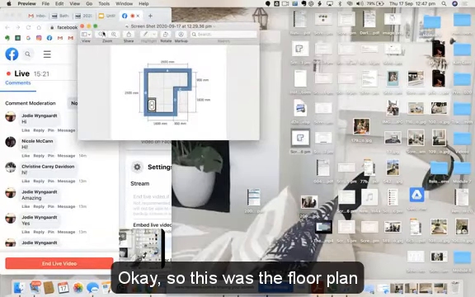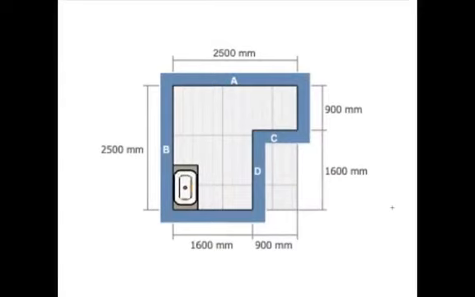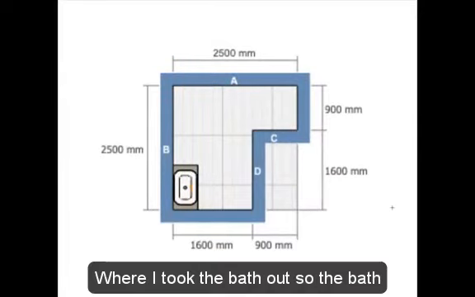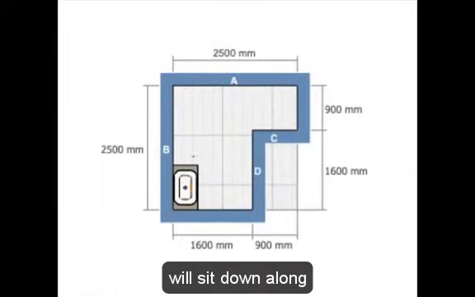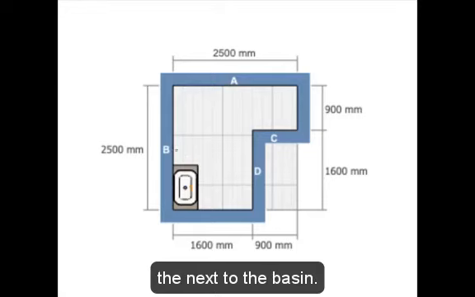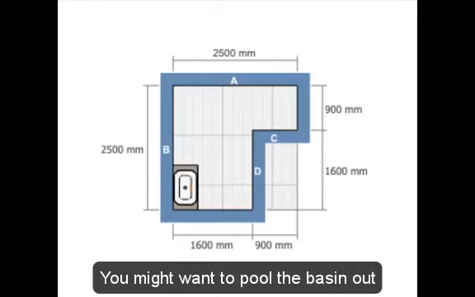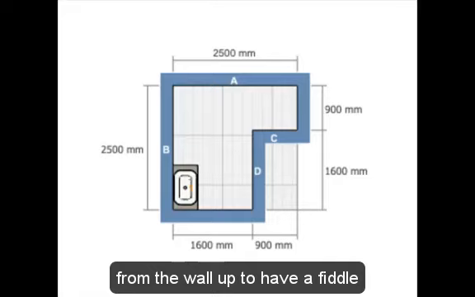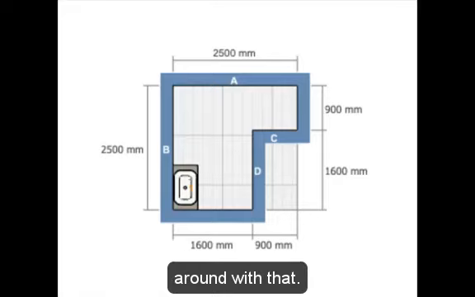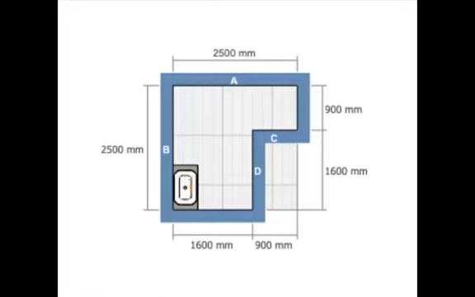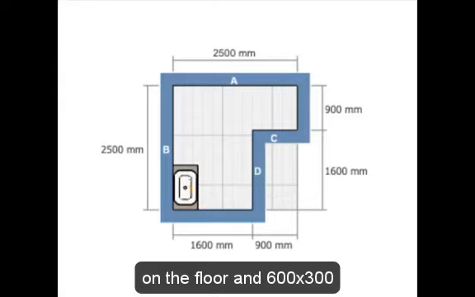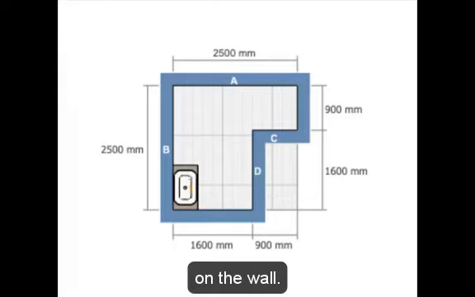Okay, so this was the floor plan where I took the bath out. So the bath will sit along next to the basin. You might want to pull the basin out from the wall. You just have to have a fiddle around with that. So Jodie's using 300 by 300 on the floor and 600 by 300 on the wall.